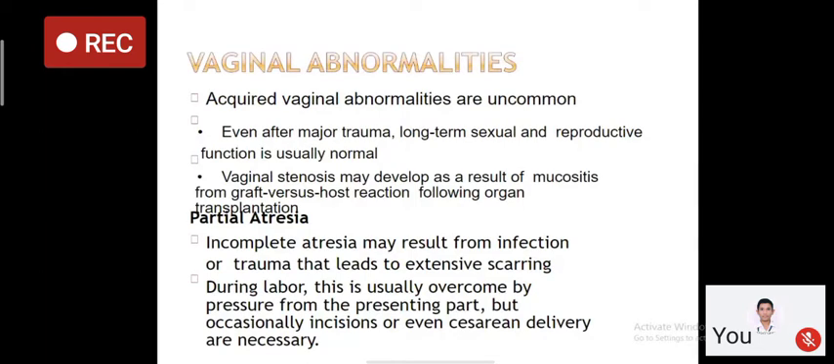What happens in partial atresia? Incomplete atresia may result from infection or trauma that leads to extensive scarring. During labor, this is usually overcome by pressure from the presenting part, but occasionally incision or even cesarean delivery is necessary. Why? Because when you have partial atresia, there is continuous obstruction of the fetal head on that septum. Sometimes that septum gets torn and leads to vaginal delivery, with protracted labor, or sometimes that is not possible and leads to cesarean section.